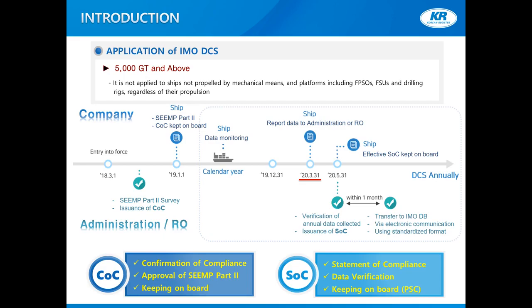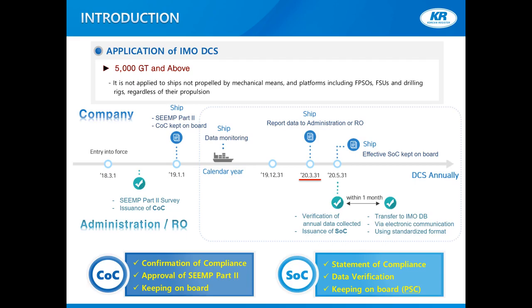IMO DCS applies to ships of 5,000 gross tonnage and above, for which the Ship Energy Efficiency Management Plan is required to be retained on board. It is not applied to ships not propelled by mechanical means and platforms including FPSOs, FSUs, and drilling rigs regardless of their propulsion. According to requirements of IMO DCS, in respect of ships for which the delivery is placed on or after the 1st of March 2018, all ships shall prepare SEEMP Part II to include a description of the methodology that will be used to collect the data.